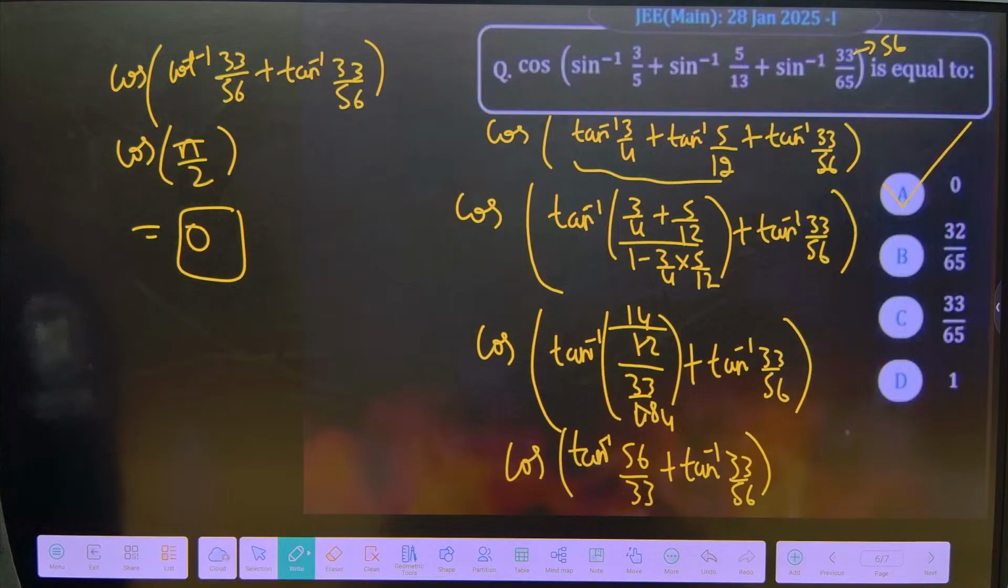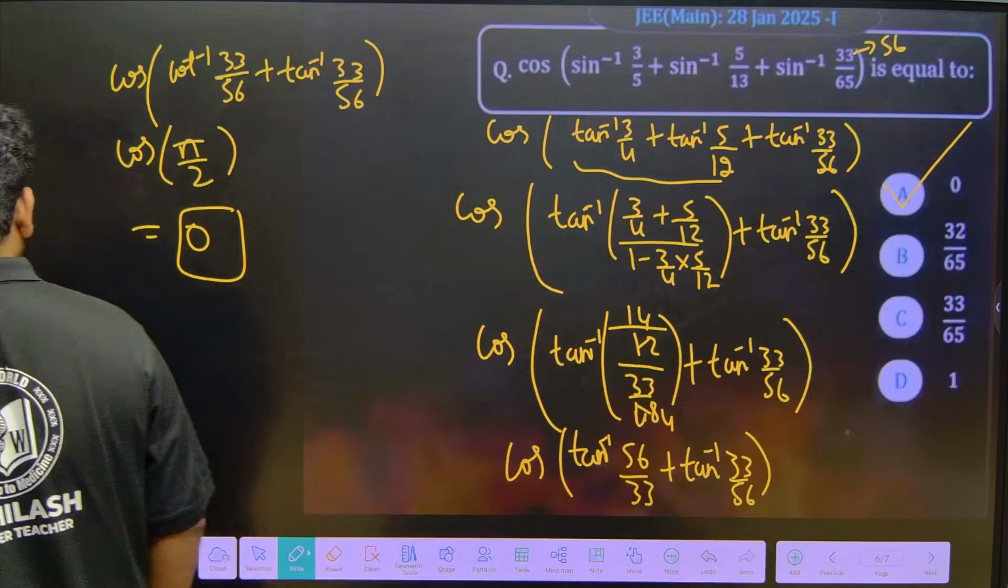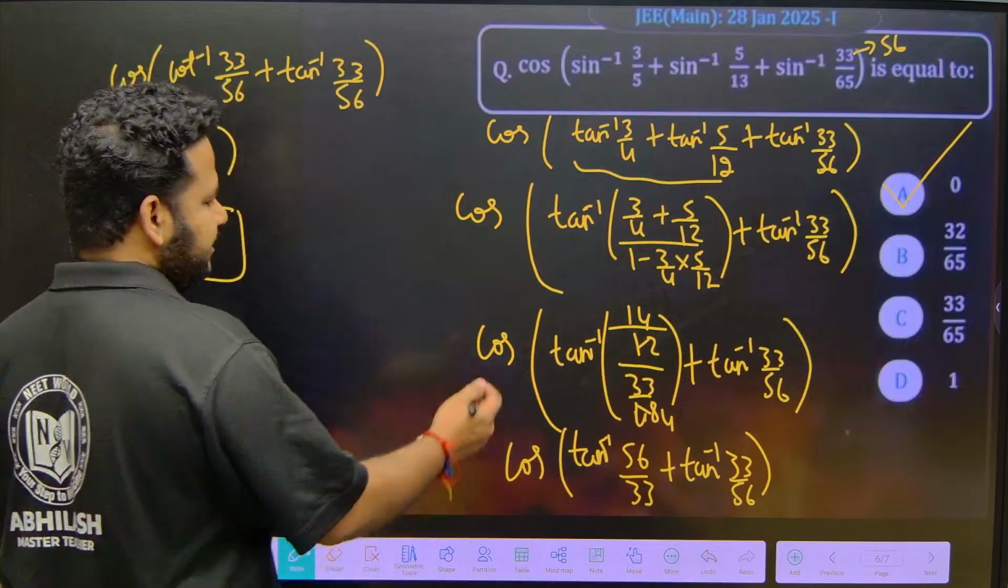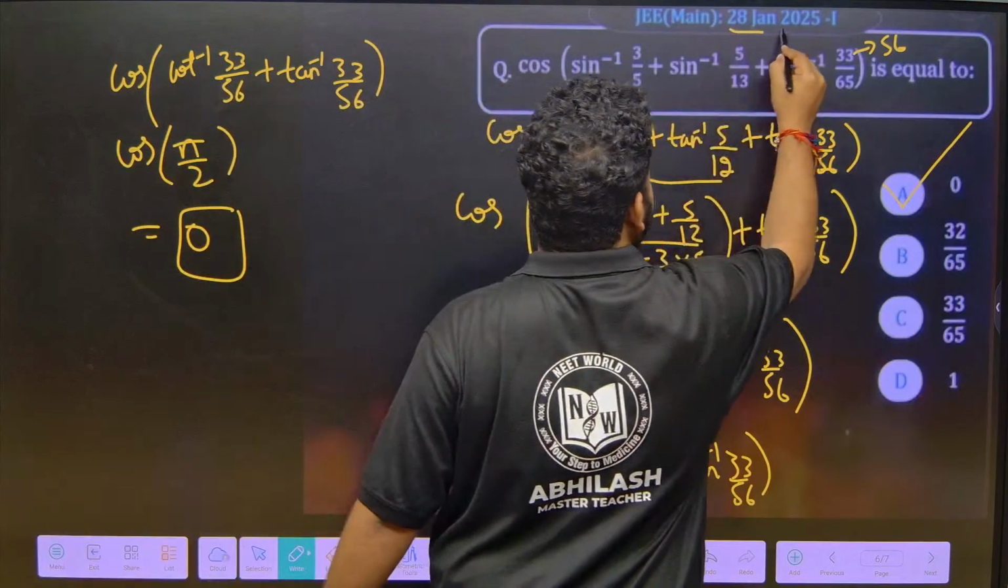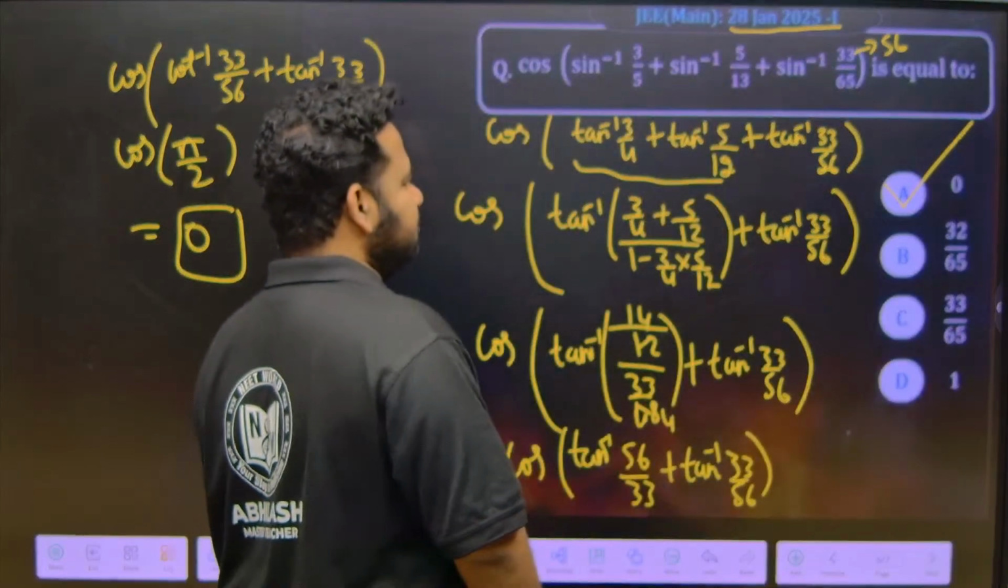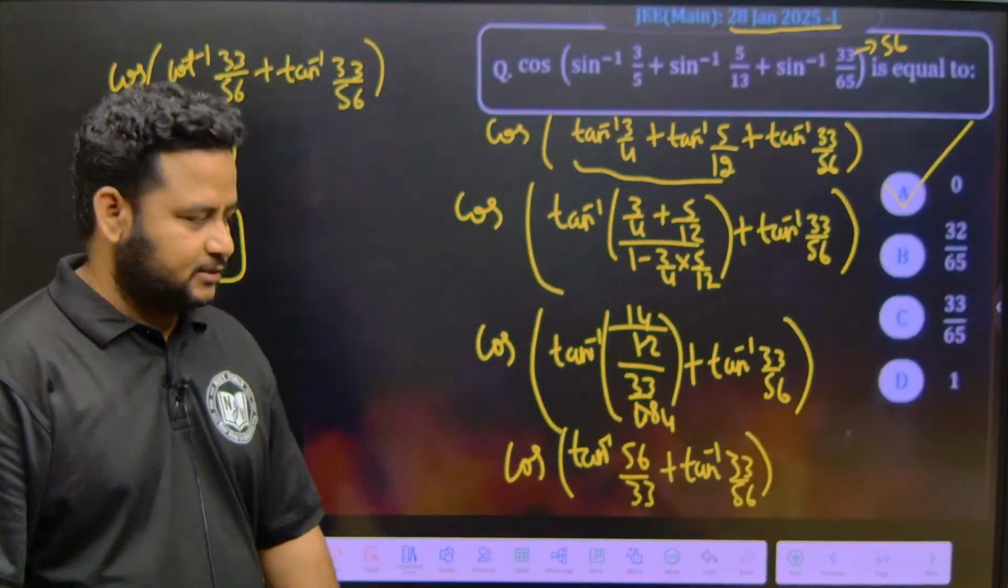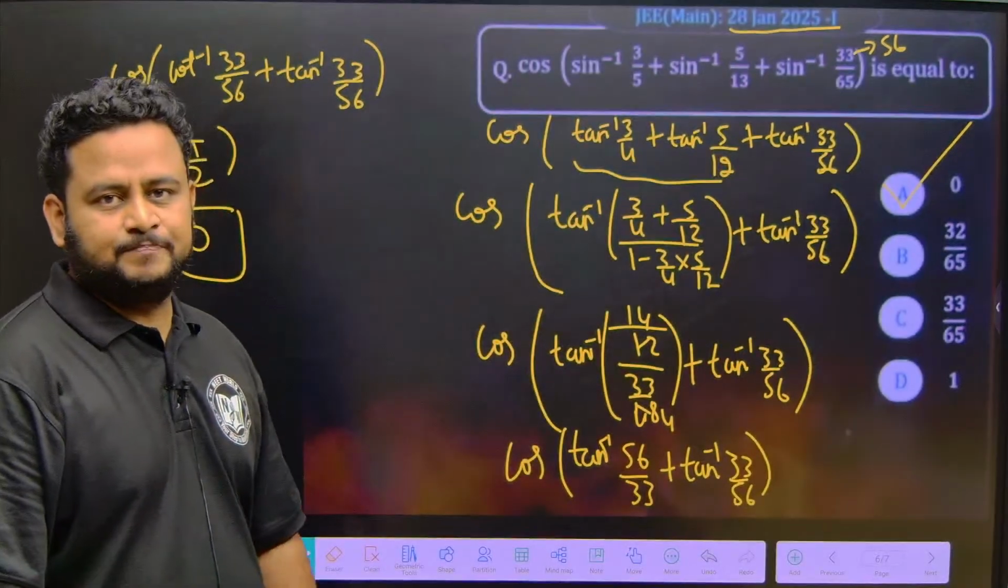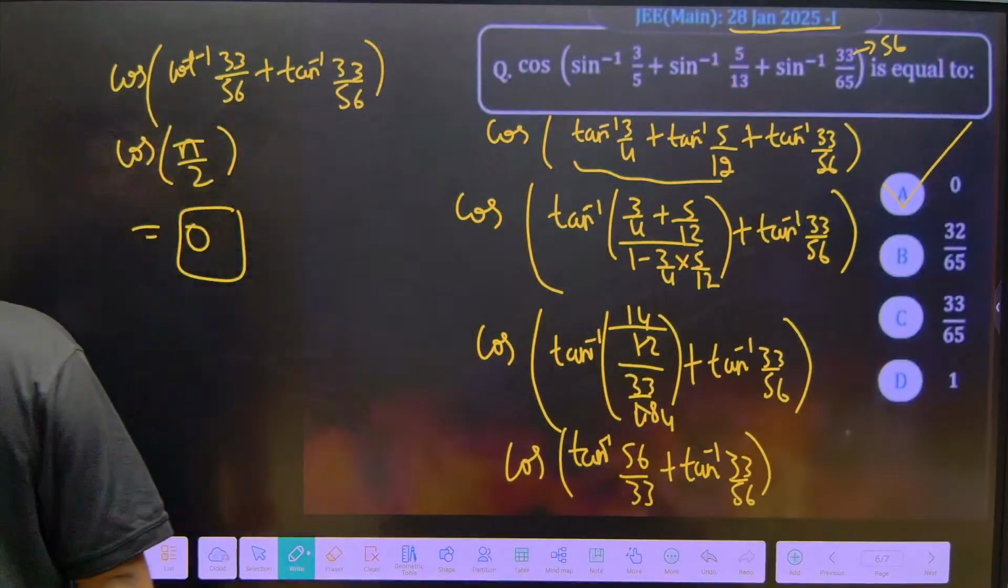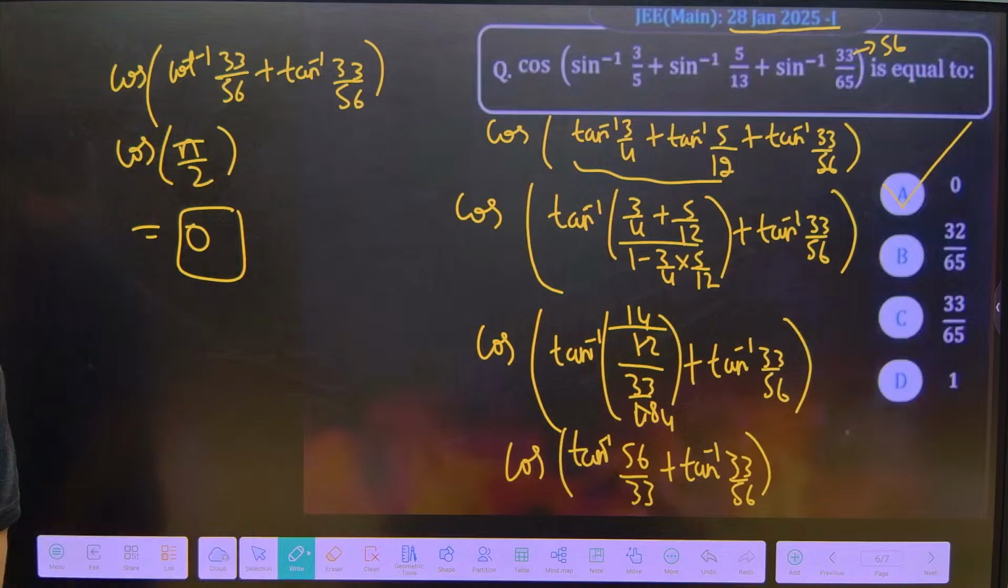Deepanshu Sahu, please be consistent with the classes, you will gain lot of knowledge that will be useful for your examination. Okay, this is 28 Jan 2025 question, JEE Mains, first shift, 28 Jan. So the answer to this question is 0. Clear? You can take a screenshot of this question if you want.